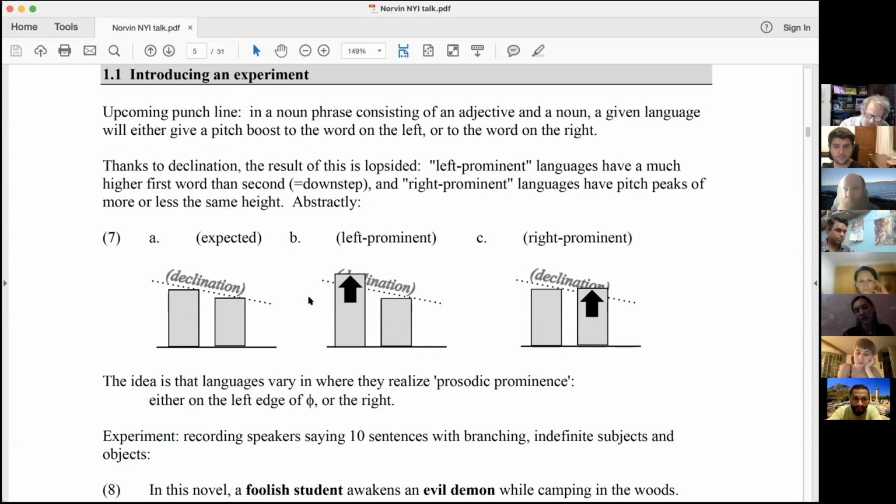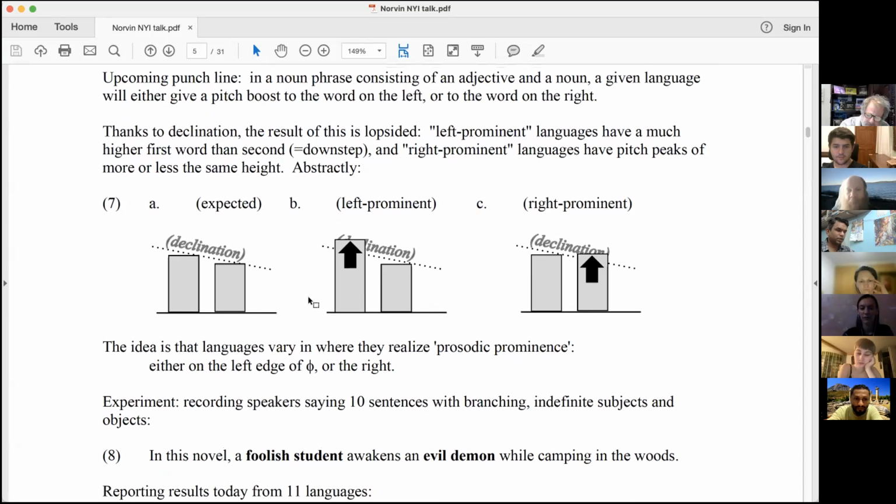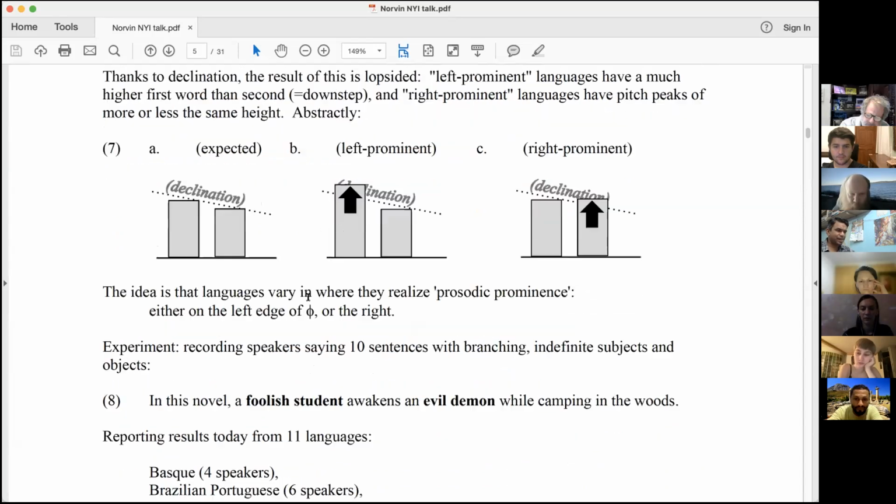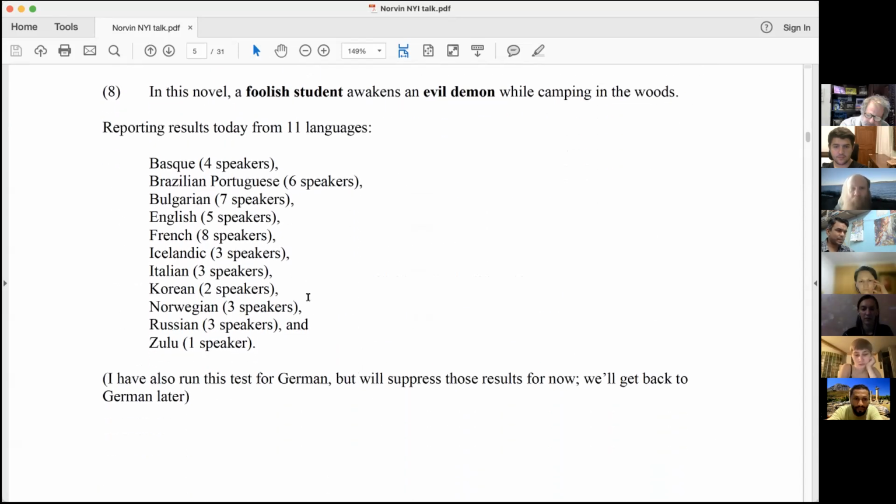So experiment. This involves recording speakers of various languages saying 10 sentences with branching indefinite subjects and objects, sentences like the one in 8. In this novel, a foolish student awakens an evil demon while camping in the woods. So I did this with 11 different languages, small numbers of speakers for some of them. I actually did it for 12 because I have also run this test for German. I'm going to ruthlessly suppress the results until we get to German later on. German we will have to talk about. So 11 languages there we ran this experiment on.